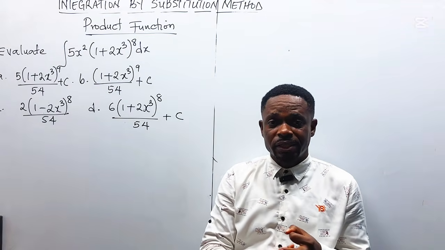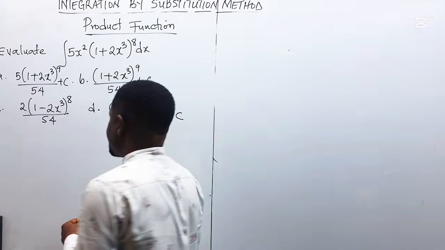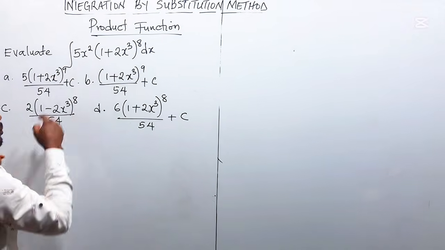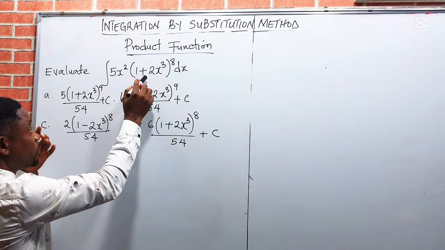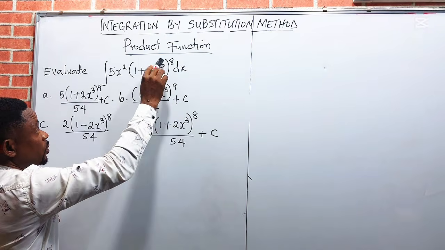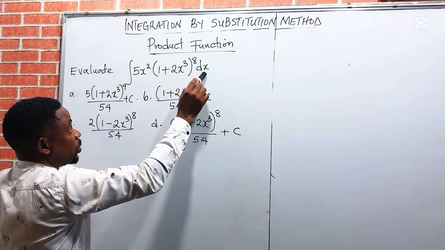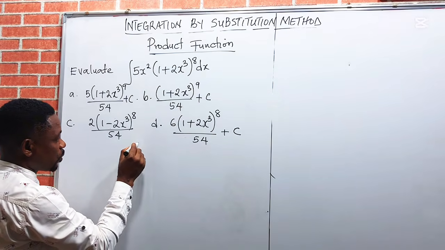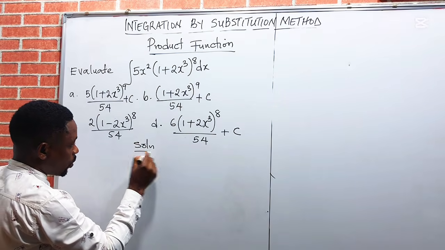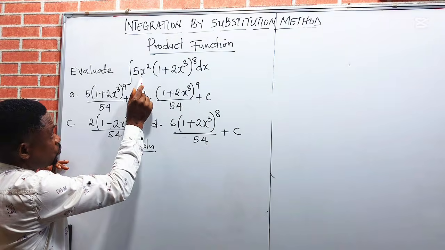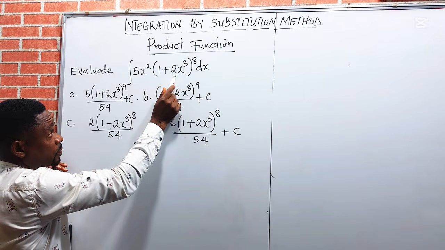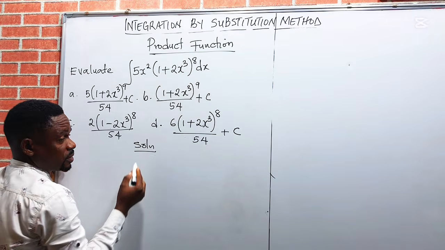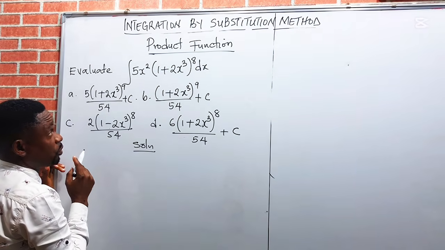Well, let us look at this question. The question says, evaluate the integral of 5x squared, bracket 1 plus 2x to the power 3, close bracket, all raised to power 8, dx. Now, this kind of integration is called what? Product. Why is it called product? Because the first one is multiplying with the second one, and the second one has the power raised to 8. So it's called a product function.